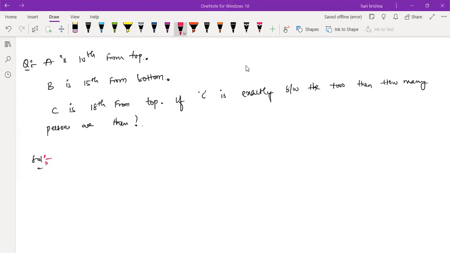A is 10th from the top, B is 15th from the bottom, and C is 18th from the top, as well as C is exactly between them. In the last class, we did the problems from left to right or right to left. In this class, we are doing the problems from top to bottom or bottom to top. Got the answer, everyone?